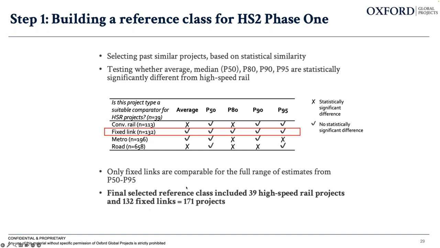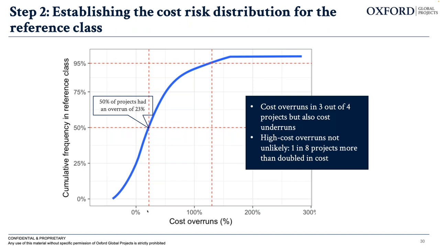The reason we want to pool and to have more data is because, with statistics, with probability, the more data points, the better, right? The more robust the reference class. So going forwards with those 171 projects as step one, step two was then establishing the cost risk distribution for this reference class of projects. Apologies, here we've swapped the X and the Y axis around because this is the more traditional way of looking at this if you want to compare to your QRA.